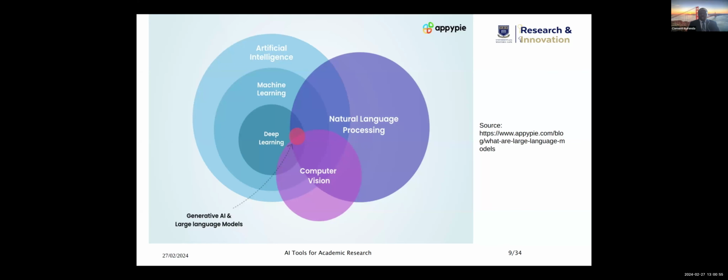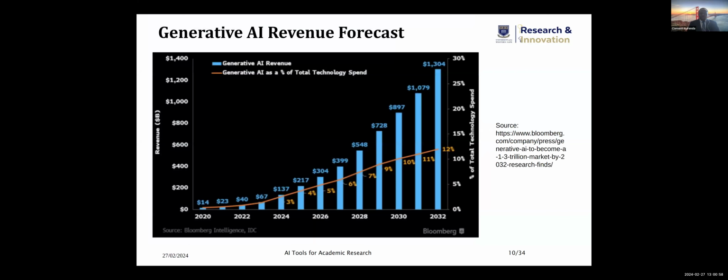And right now, this is the generative AI revenue forecast up to 2032. As of 2022, I think it was, we had 40 billion US dollars in revenue, but the projection is that by 2032, it will be 1.3 trillion US dollars. And it's a market that is going to be big, and you can see that the total technology spend will also be increasing in the direction of generative AI.